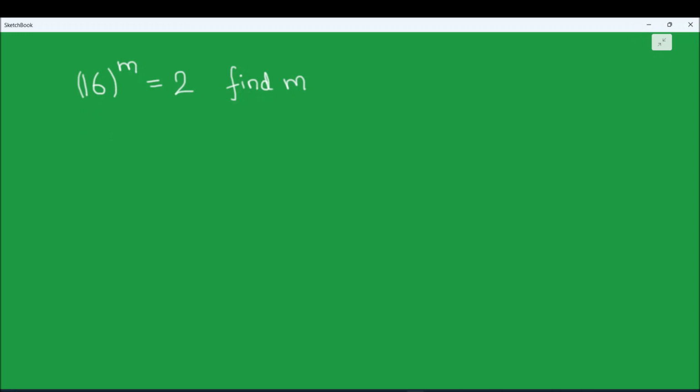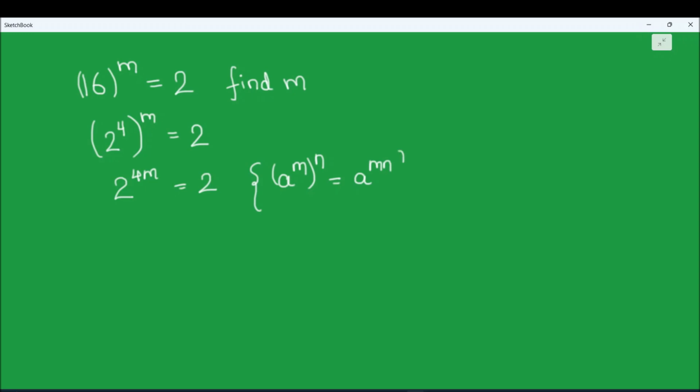So 16 we can write in powers of 2 as (2 raised to power 4) whole raised to power m is equal to 2. Now using the property of exponents, this (2 raised to power 4) raised to power m can be written as 2 raised to power 4m is equal to 2, and the property of exponent we have used is (a raised to power m) whole raised to power n is equal to a raised to power mn. The powers are multiplied.